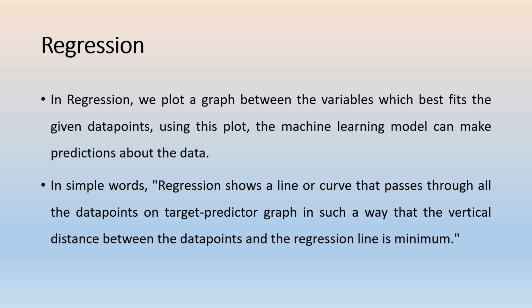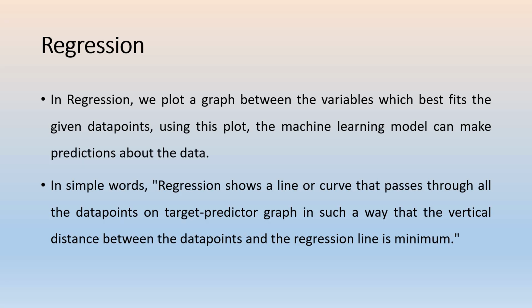And what do we normally do in regression? In the previous video I showed a graph plotted between two variables which best fits the given data points, and using this plot the machine learning model can make predictions about the data. In simple words, regression shows a line or curve that passes through all the data points on the target predictor graph in such a way that the vertical distance between the data points and the regression line is minimum.